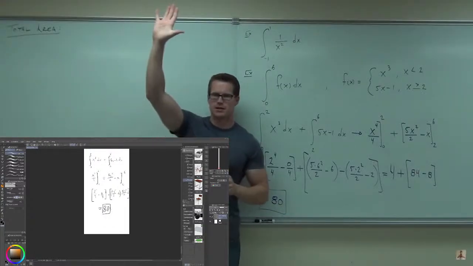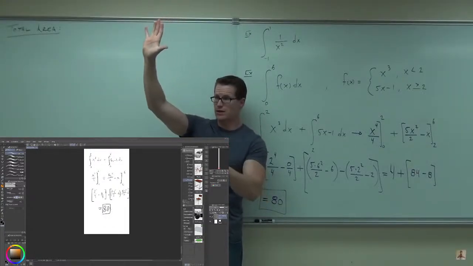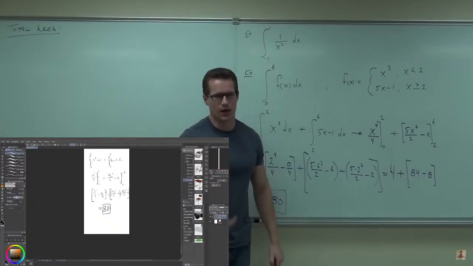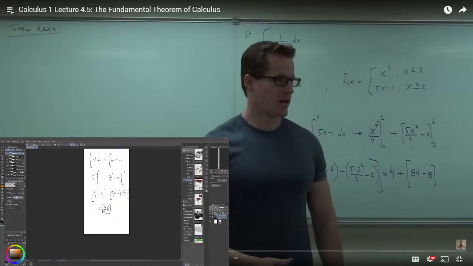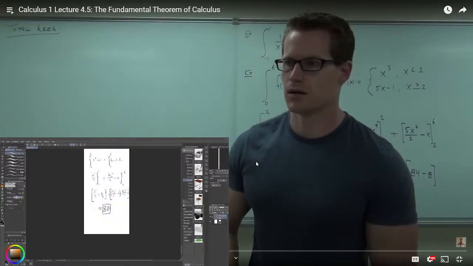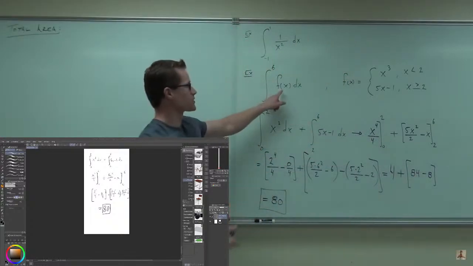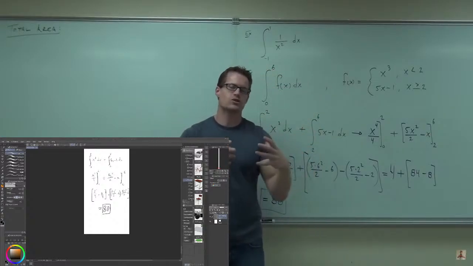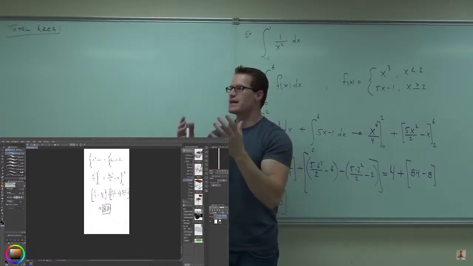How many people were able to find the 80? Did you feel okay with it? If you weren't able to actually do it on your own, were you okay with it? Now, what does it represent? What did we just find? The area of what? A piece. Yeah, of this, when it's defined this way between 0 and 6, you found the area under that curve. Or actually, the net signed area.